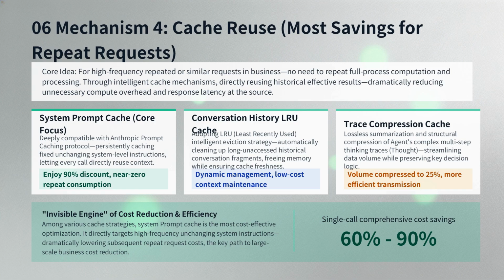The fourth mechanism is cache reuse, one of the most cost-efficient ways to save. Especially system prompt caching, for those fixed unchanging instructions, once cached, subsequent calls enjoy up to 90% discount, nearly free. Additionally, LRU cache for conversation history and compressing agent thinking traces can further reduce unnecessary token consumption.